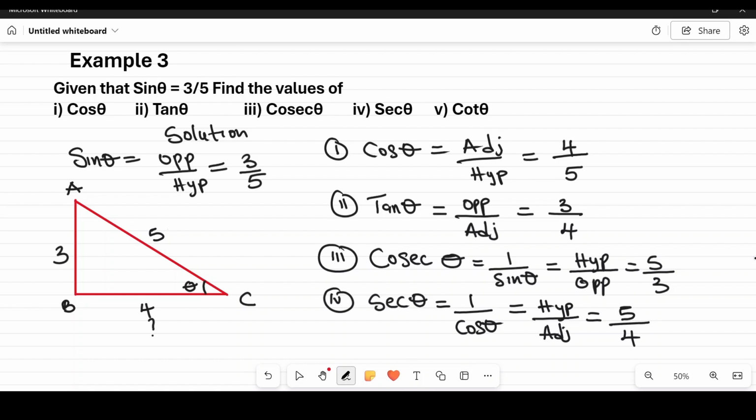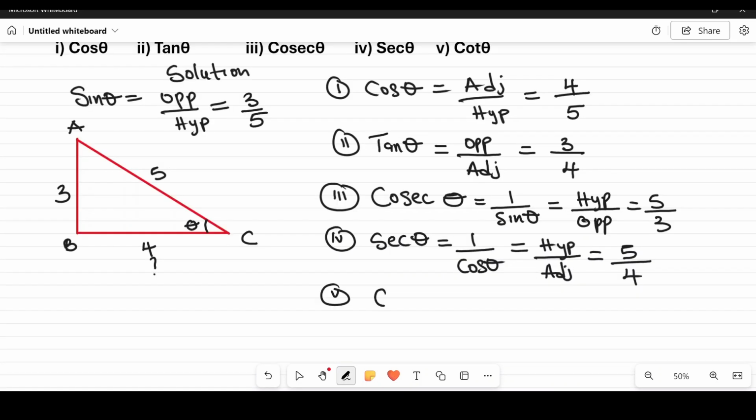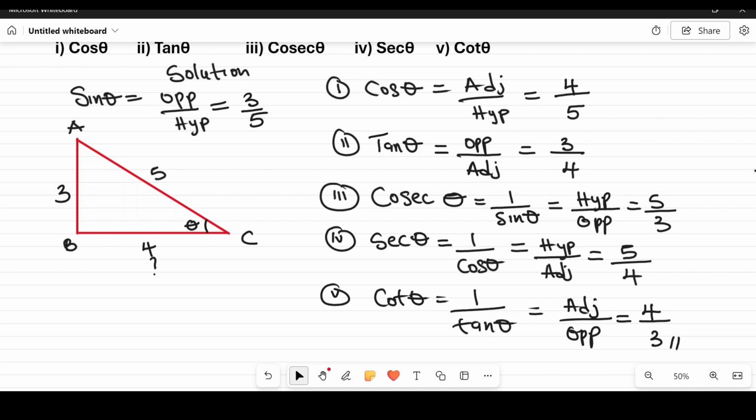And lastly, cot theta is equal to 1 divided by tan theta, which will be equal to adjacent divided by opposite. So from our figure, our adjacent is given as 4 and our opposite is given as 3. Now let's consider complementary angles.